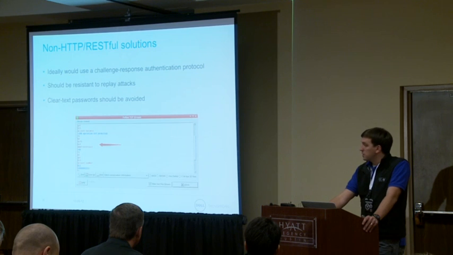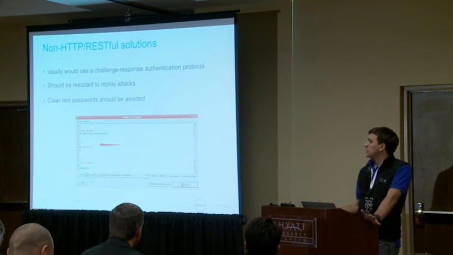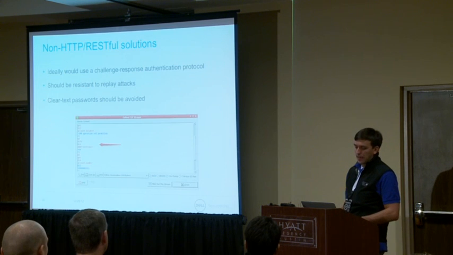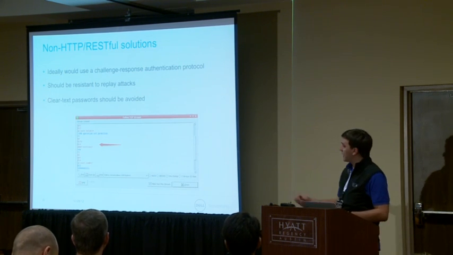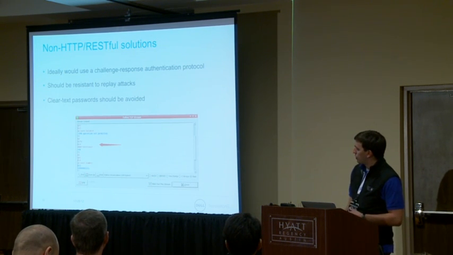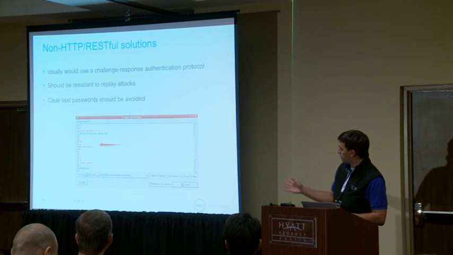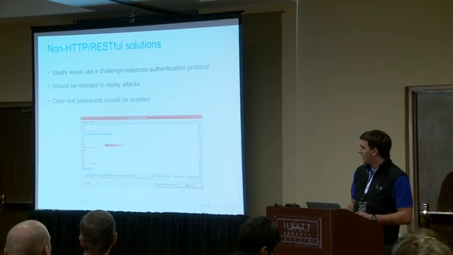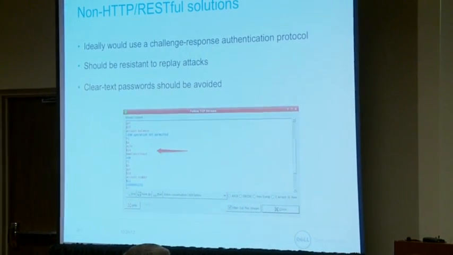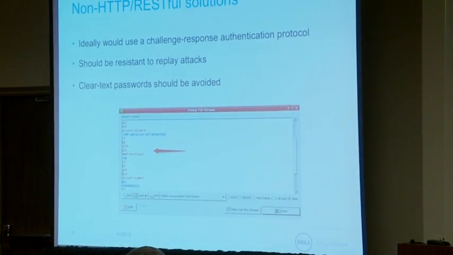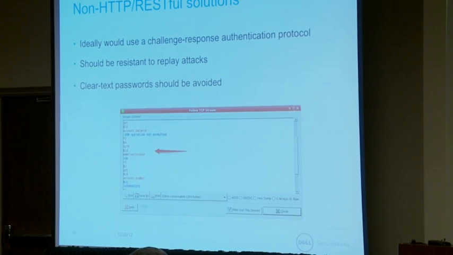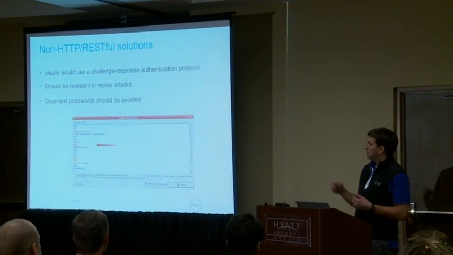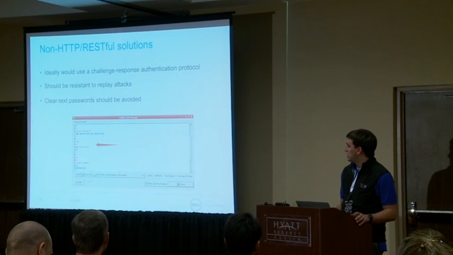For non-RESTful solutions, ideally we would want these solutions to implement a challenge response protocol, but that's just not the case. In many of these specific solutions, I have the authentication from Redis on the screen right now. There's just no encryption whatsoever. So right there next to the arrow, you see me authenticating. If anyone is actually watching on the wire, they're going to simply capture your credentials. So again, you would think that we would want an authentication method that's resistant to replay attacks, but that's just not the case.